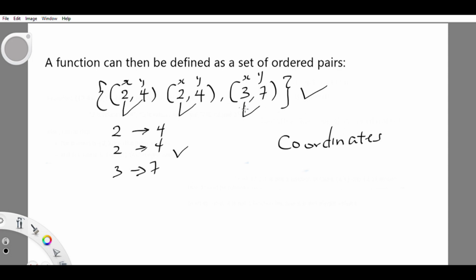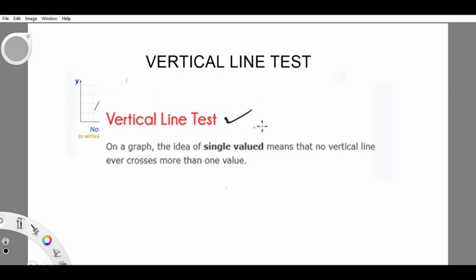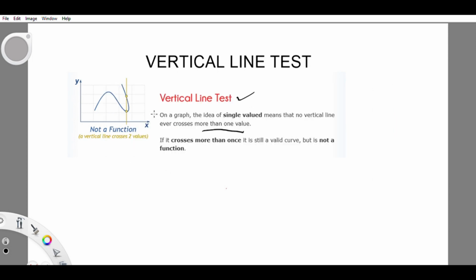And with this, we can plot a graph using these values. When given a graph, we can also find if it is a function using what we call the vertical line test. Now, on a graph, the idea of a single value means that no vertical line ever crosses more than one value. If it crosses more than once, it is still a valid curve, but it is not a function.